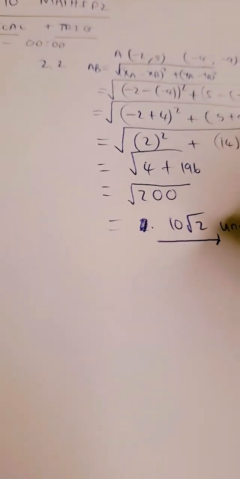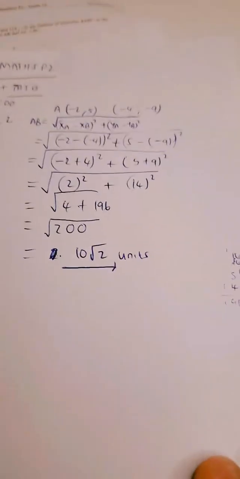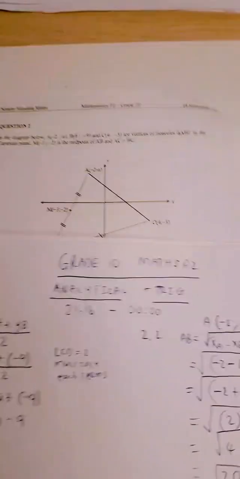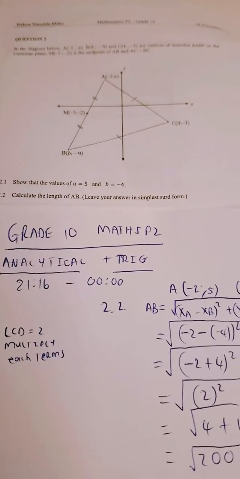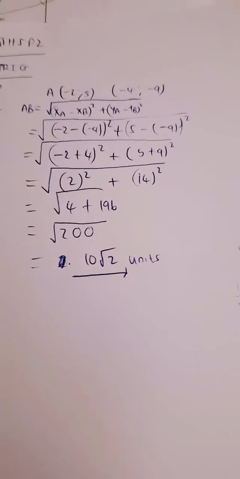Okay, then 10 root 2. And then you write units. Okay, why are we writing units? Because remember the question said, calculate the length of AB, leave your answer in simplest surd form. This is what they mean.